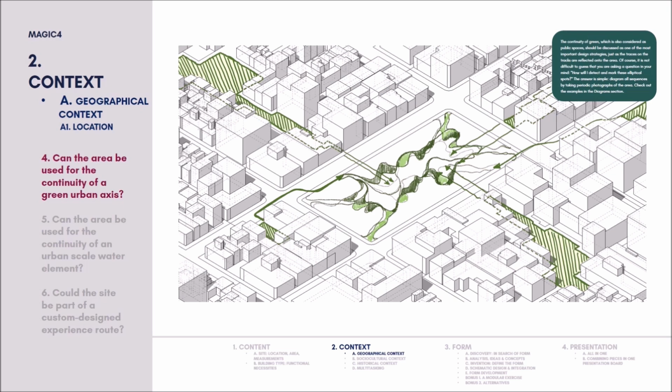Of course, it is not difficult to guess that you are asking a question in your mind: how will I detect and mark these elliptical spots? The answer is simple: diagram all sequences by taking periodic photographs of the area. Check out the examples in the diagrams section.